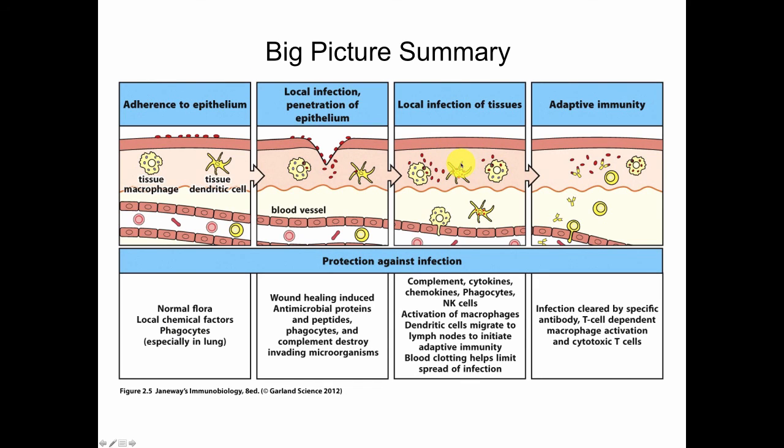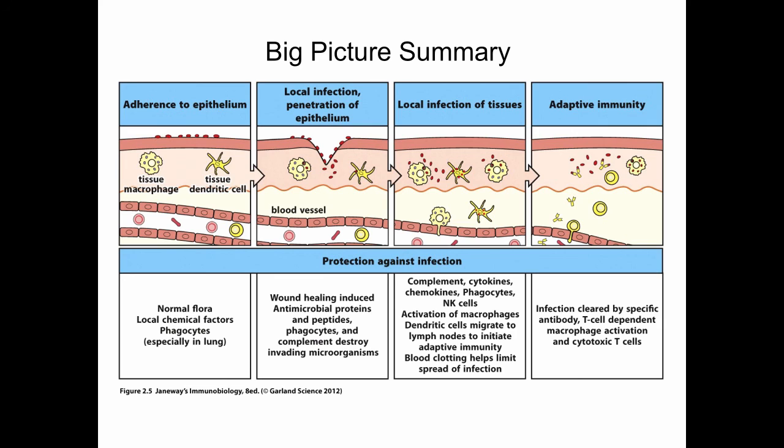And as a consequence of this local infection of these tissues, pattern recognition receptors will activate these innate immune cells to make bioactive molecules like cytokines and chemokines. Complement may be activated, and that will facilitate the recruitment of additional innate immune cells at this site. And all of this happens relatively quickly within a few hours and serves to help contain that infection.